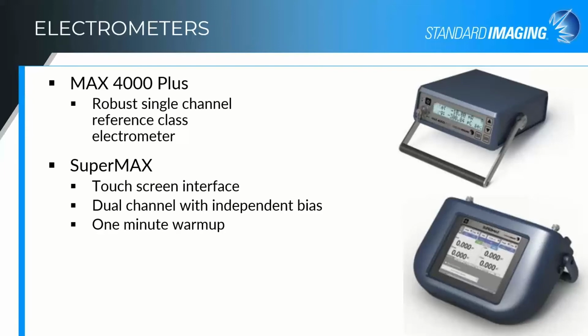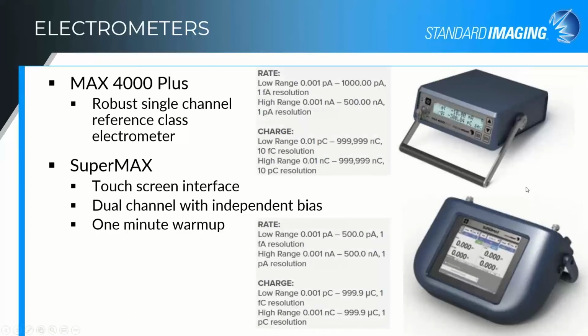If you're making measurements in small fields, especially with small signals, you really need a highly accurate electrometer that can handle those small signals. So we have two that I'd like to bring up today. The Max 4000 Plus really is the workhorse. It's a very robust single channel reference class electrometer. It has been on the market for quite some time, has very nice range and resolution for the charge and the rate measurements. And it is a favorite of a lot of people.